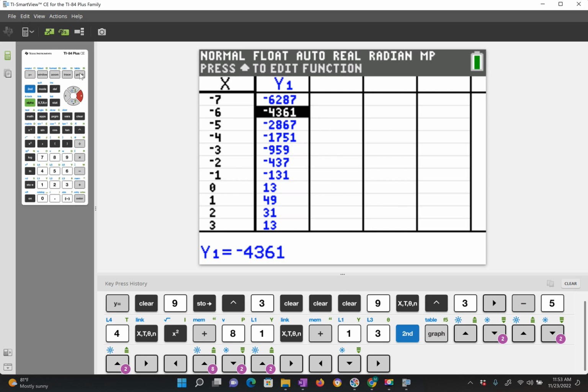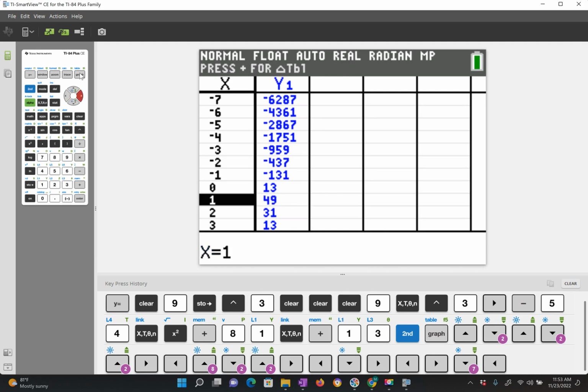it looks like I have f of 1 is 49, whereas A is reversed in terms of max and min. So I think the minimum is definitely -6, -4,361. And according to our interval, the max definitely would be the +49. So that's how I would answer that one. That would be answer choice D for this one. All right.